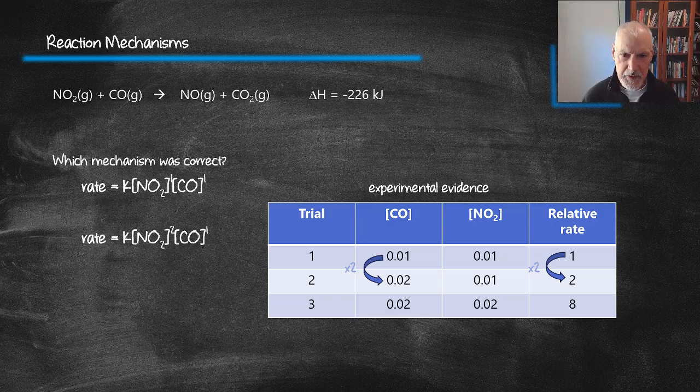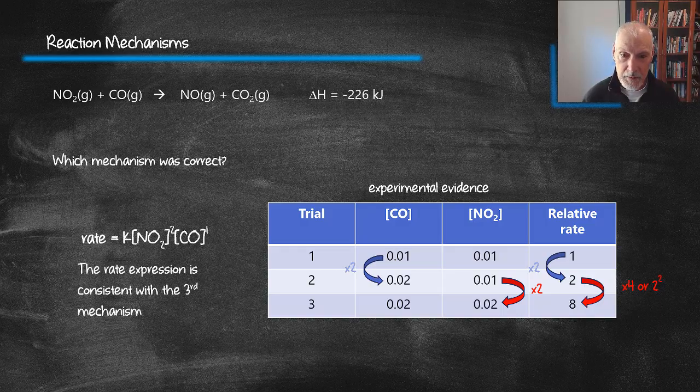Now let's find the exponent for the nitrogen dioxide. This time I'll use trials 2 and 3, where the carbon monoxide is kept constant. Here, I'm doubling the concentration of the nitrogen dioxide, and the reaction rate goes up 4 times, or 2 squared. That would suggest then that the exponent for the nitrogen dioxide should be 2, which gets rid of our first case, leaving the third mechanism as the appropriate one that was consistent with the evidence.